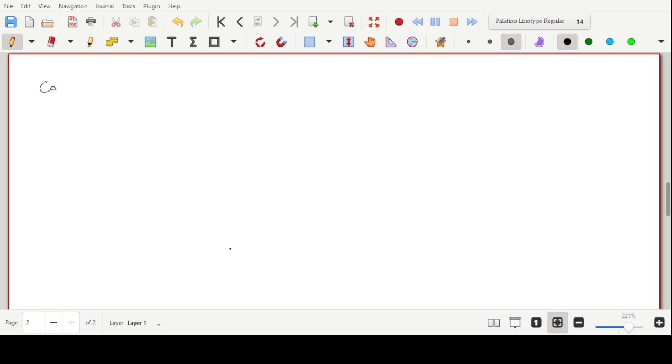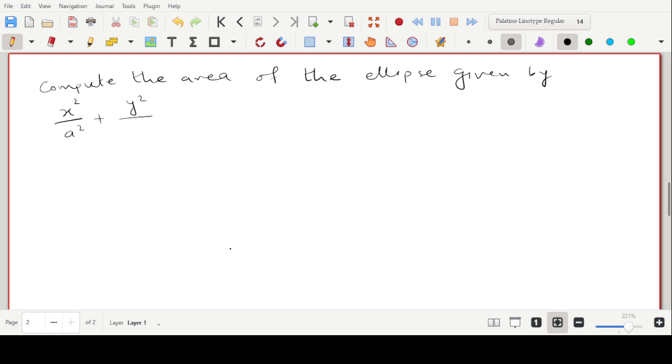Let's say we compute the area of the standard ellipse given by the equation x square over a square plus y square over b square equal to 1.